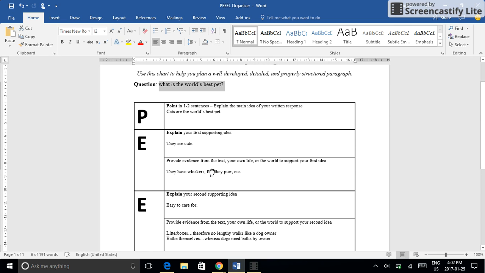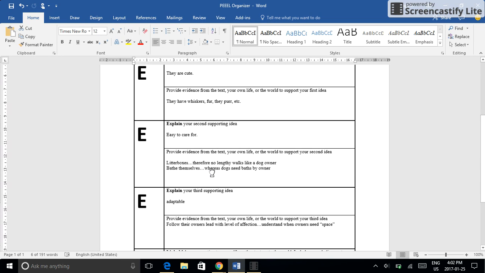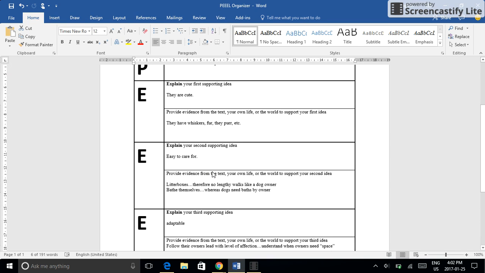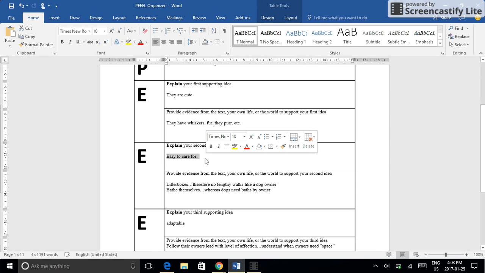After I'm done explaining that, I'm going to go on to my second E, which is explaining a second point. And I'm going to say another reason why I know that cats are the world's best pet is because they are easy to care for. How do I know that they're easy to care for? I need to give some evidence for that.